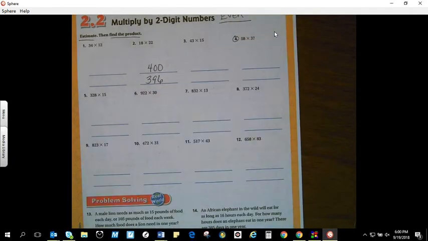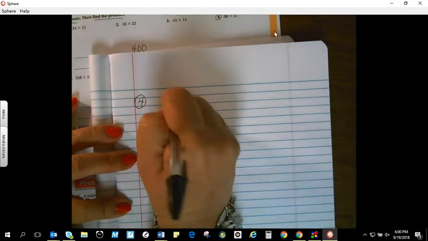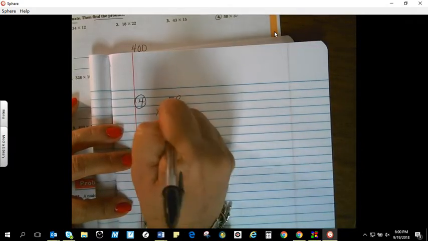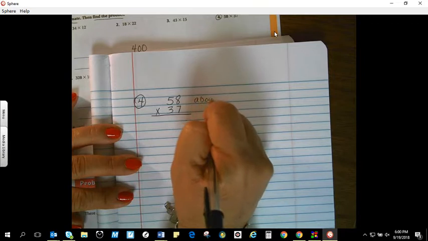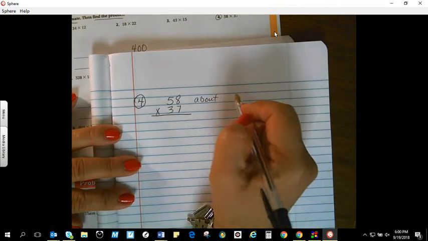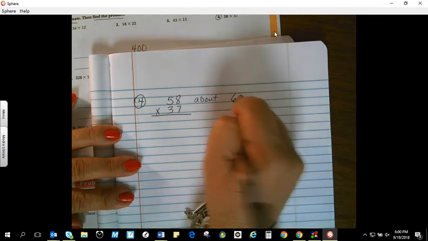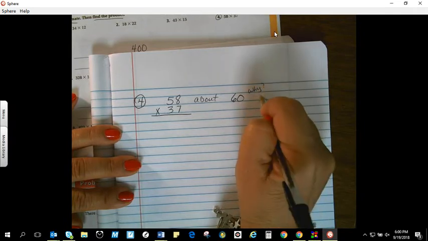Number 4 is 58 times 37. And I'm going to get a new page. I like to have my stuff nice and crisp and clean. And I'm on number 4. Number 4 is 58 times 37. I'm going to estimate. 58 is about, and now I'm thinking, wow, what is it closest to? Close to 60. Why? Now I'm going to give you my why.